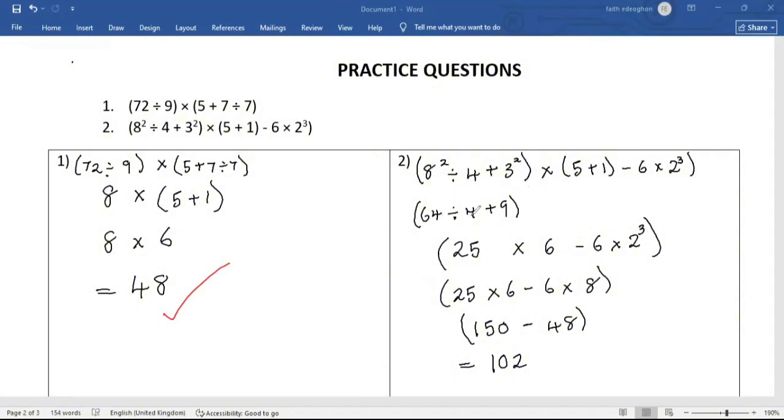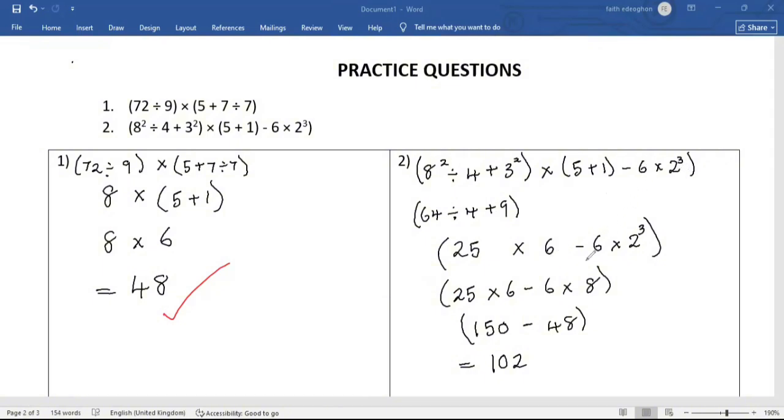So 64 divided by 4. Division comes before addition, remember. 64 divided by 4, then plus 9 will give us 25. So you first of all do 64 divided by 4, which is 16. Add your 9 and you get 25. Then in the next bracket, we have 5 plus 1. That's what gave us 6 here.